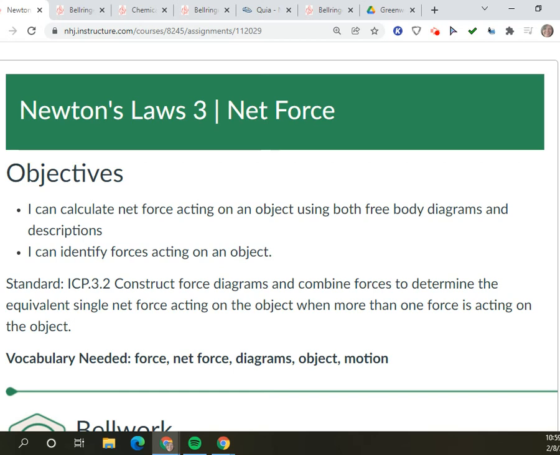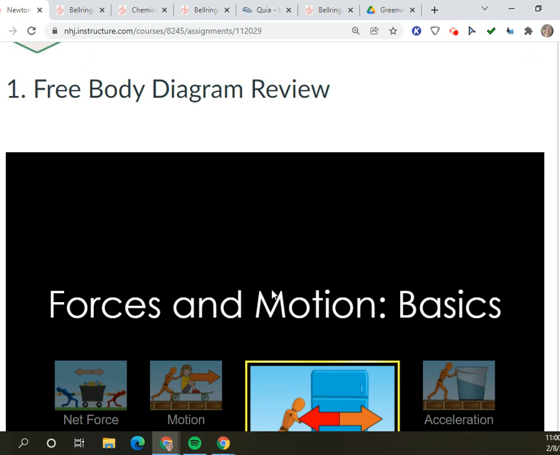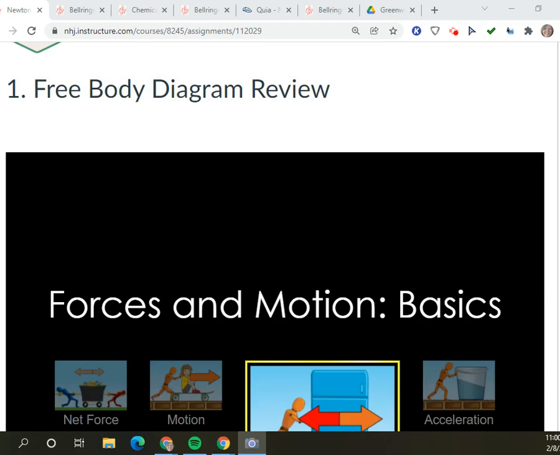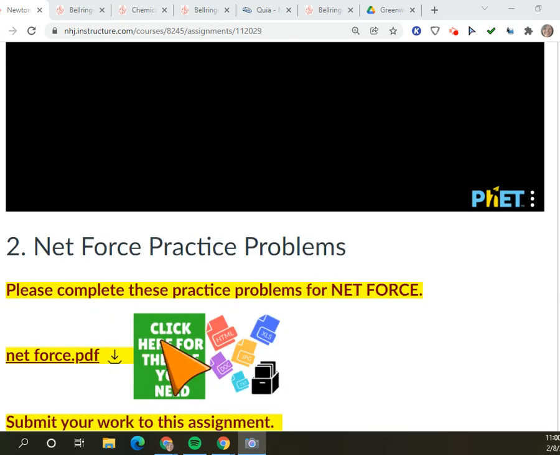Right, so like we already said, today we are going to be talking about net force. We're going to be calculating net force using free body diagrams and identifying the forces on an object. As we scroll down to the lesson, we are going to be using this PhET today to identify the forces and look at net force. And then later on, you will be doing some problems.